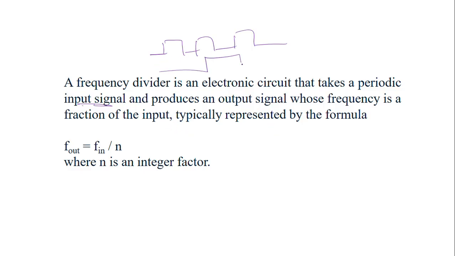So you get the fraction of the input as the output, typically represented by the formula F out is equal to F in divided by n. If the n value is equal to 2, then you get the F by 2 circuit. If the n value is equal to 3, then you get the F by 3 circuit. So frequency divided by 2, frequency divided by 3, like that you get the frequency divider circuits.